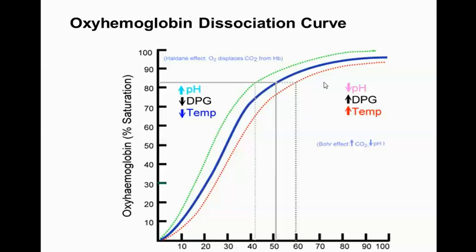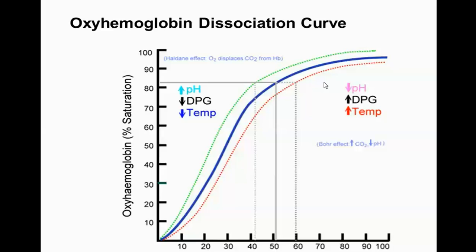Once the first is bound, there will be a conformational change, so the receptors become outward. So the second, third and fourth will become easier and easier. So we will see the steeper portion after the conformational change, when the receptors become exposed. After that, it's almost saturated, so it becomes a plateau again. So this is why it's S-shaped.